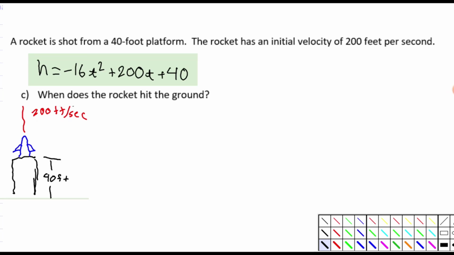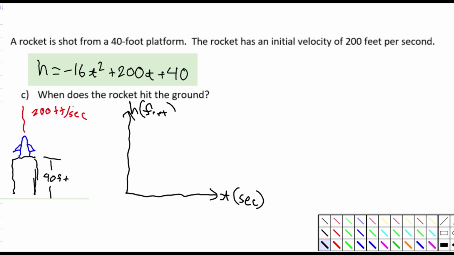Let's sketch a little graph of this. That always makes things a lot easier. So let's sketch a graph. So here's my graph, and this will be time in seconds. Okay, and this will be your height in feet. Okay, and what's going to happen with the rocket? Well, we know the rocket is starting on a platform, so it's going to be already 40 feet off the ground. So we already know that. We know the rocket's going to go up for a little bit, and then eventually it's going to come back down. So we're going to have a graph that looks something like this.